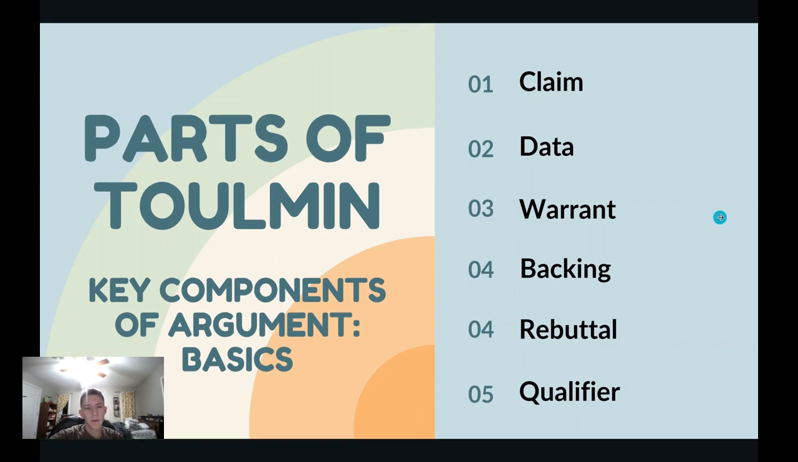So we have a few different parts of Toulmin. There are some key components of arguments. These are the basics. We have our claim, our data, our warrant, our backing, our rebuttal, and the qualifiers. And we'll go through these a few times. Some of these you can use more than once. Really everything but the claim you can do more than once. If you want to address multiple rebuttals, you can, but it's not really typical.